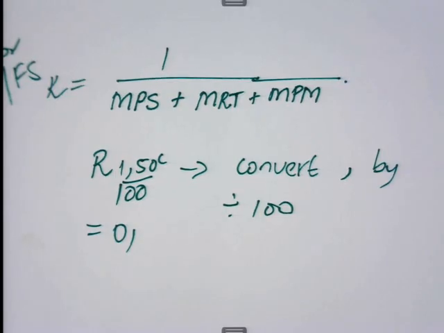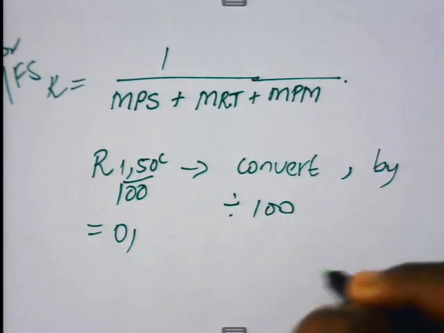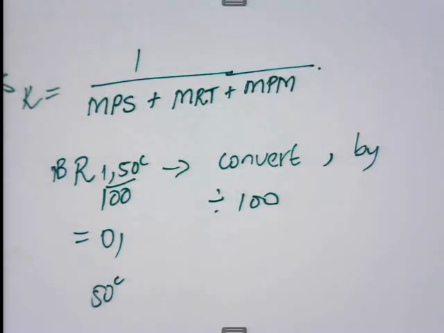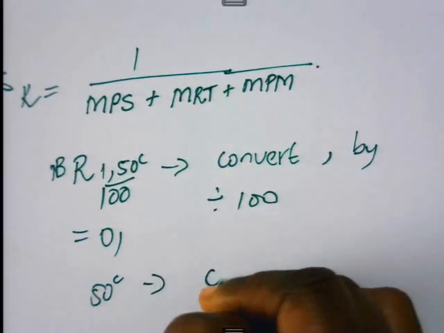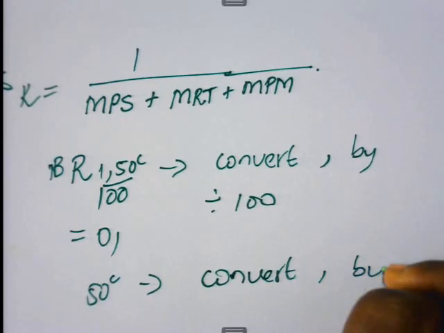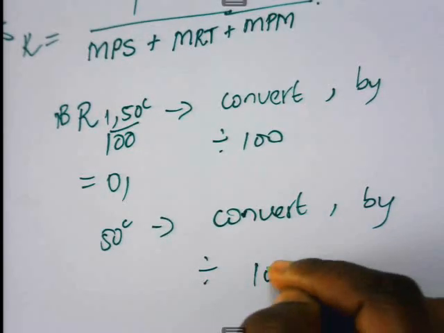Make sure that every time you must divide by 100 to convert the values to a decimal number, so that you get the correct value for the multiplier. The other thing, the examiner may want to confuse you and give you the values in cents, 50 cents. You do the same thing. You must still convert to a decimal number by dividing by 100.